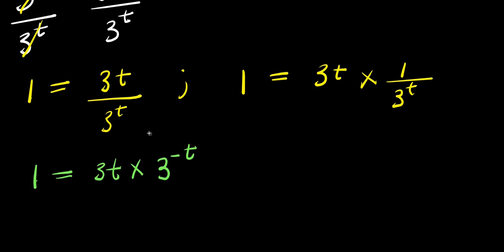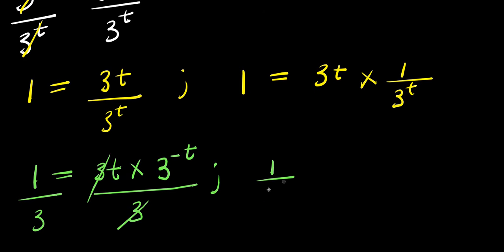So that means we are simply going to have 1 equals 3t times 3 power negative t. At that particular point in time, the next thing we are going to do is to divide by 3. I divide this by 3. I divide this by 3. This 3 eliminates this 3. So what I'm going to have is 1 divided by 3 equals t times 3 power negative t.